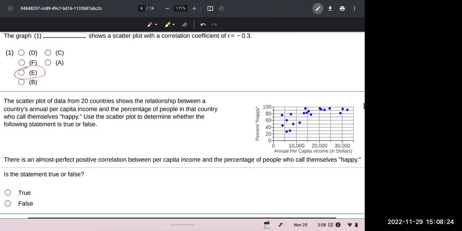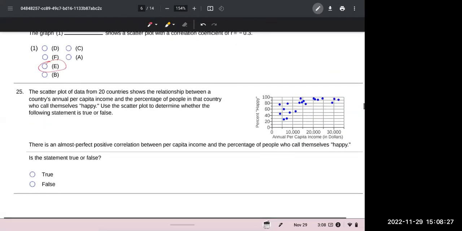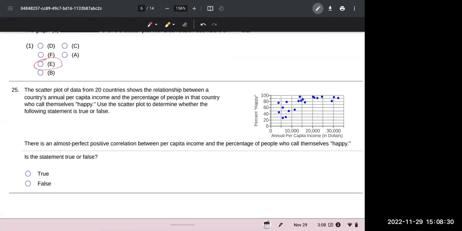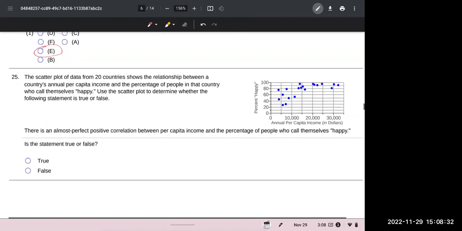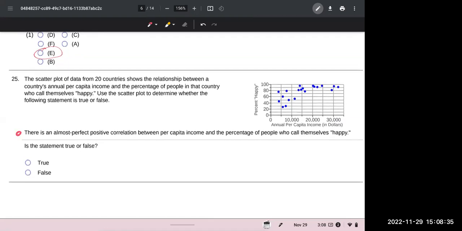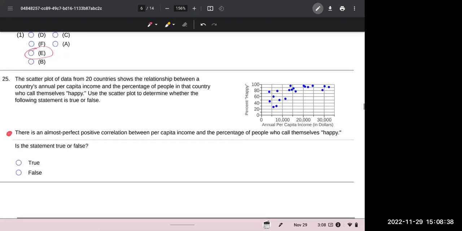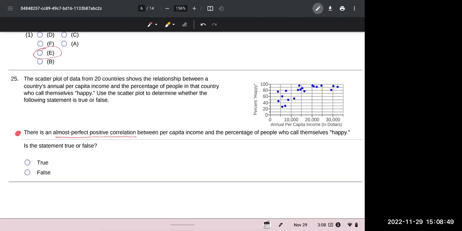Okay, so the scatter plots here, it's given, and this is true false questions. So you have to check this one. They're saying that there is almost perfect positive correlation between per capita income and the percentage of people who call themselves happy. Almost perfect positive correlation. This is false, because almost perfect positive correlation will look like this. Those points should be almost all of them on the same straight line, and we don't have that here.